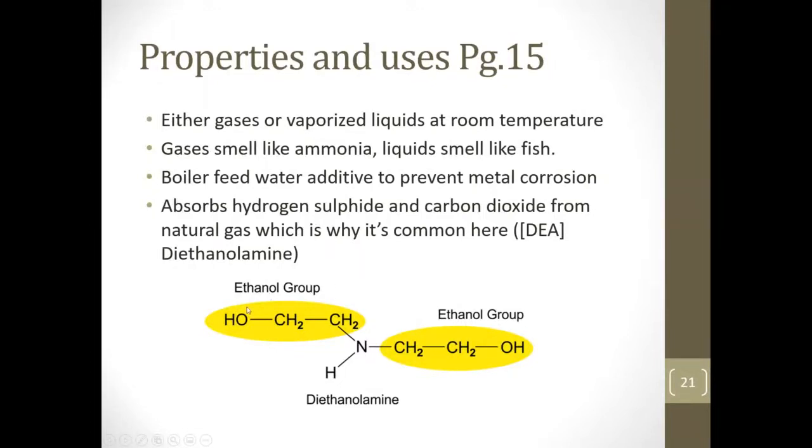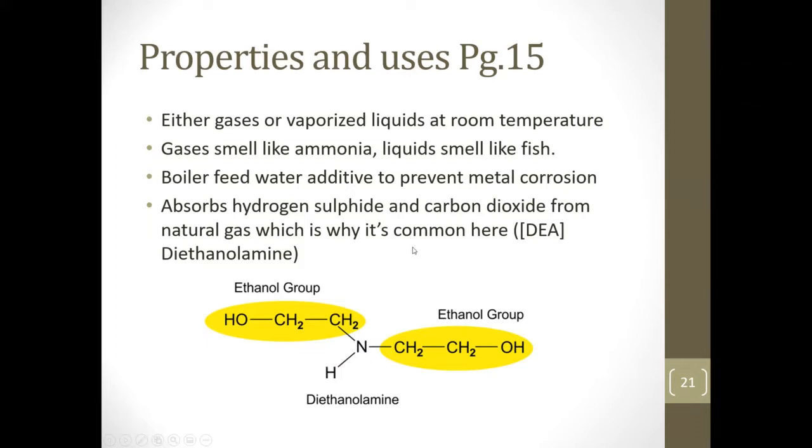And here we have a combination of a couple things we've looked at today. Here's an alcohol group, in this case, ethanol. Here's another alcohol group, in this case, ethanol, which combine with this amine and one hydrogen, which is diethanolamine. And this has one hydrogen, so would this be primary, secondary, or tertiary? Probably say secondary.